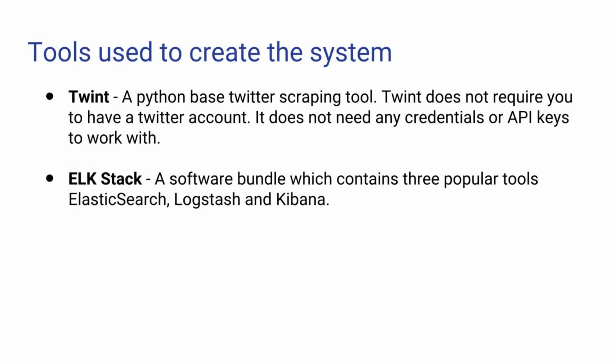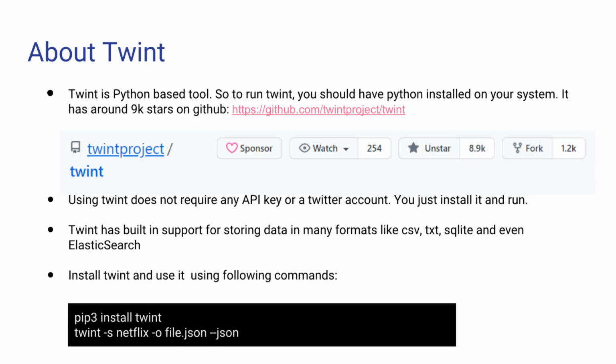Let us take a look at the tools used to create this system. The first tool is called Twint. It is a Python-based Twitter scraping tool. Twint does not require you to have a Twitter account. It does not need any credentials or API keys to work with. We will have a look at this tool in a bit. The second tool is called the Elk Stack. It is a software bundle which contains three popular tools: Elasticsearch, Logstash and Kibana. Elasticsearch is like a database, the Logstash component is a tool to ingest streaming data like logs, and Kibana is a monitoring and visualization tool.